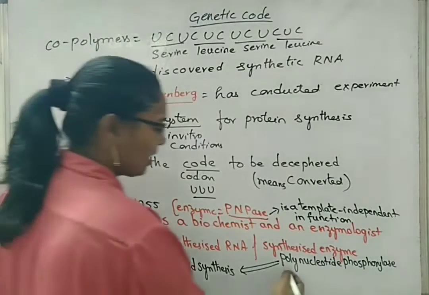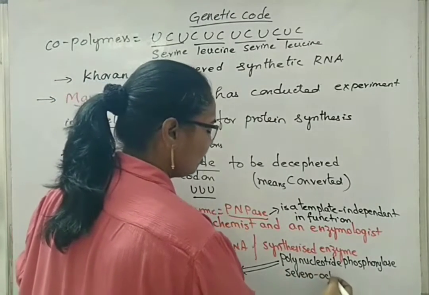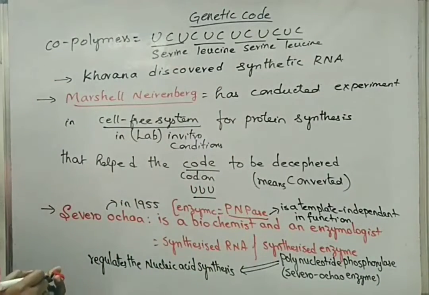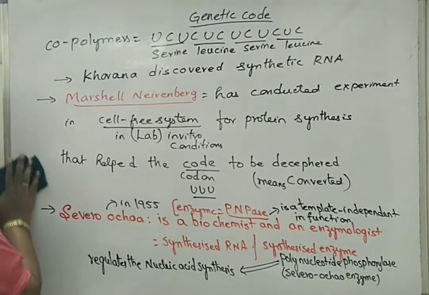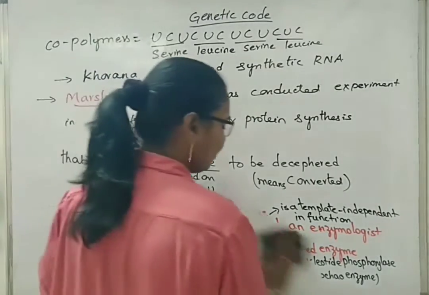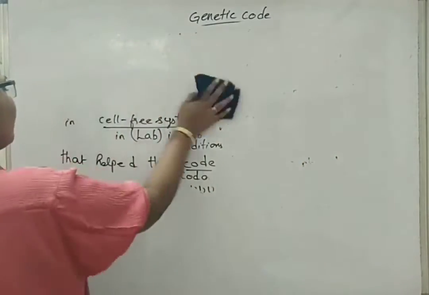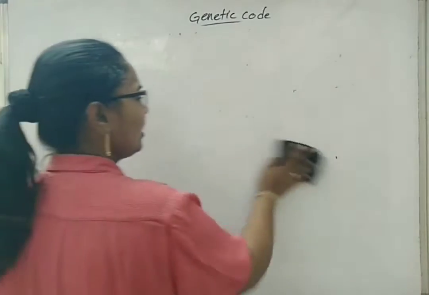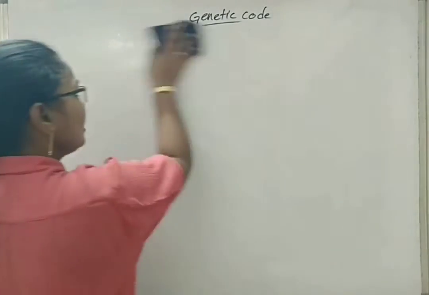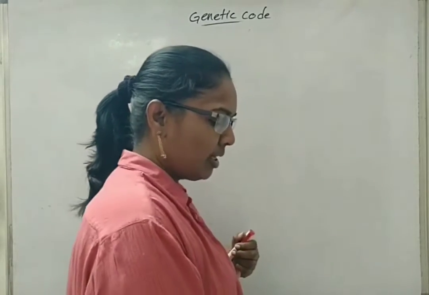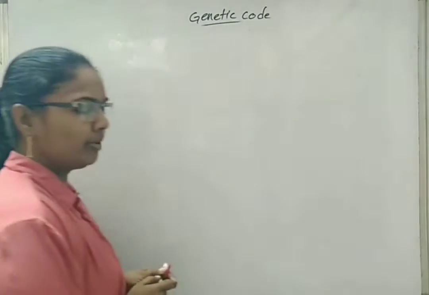I call it the Severo Ochoa enzyme; you can pronounce as you like. So this is about the different propositions given by different scientists. Based on the knowledge of all these, the genetic code was framed. As we have said, genetic code is nothing but a set of rules and regulations, and the correct combinations of nitrogen bases into codons give out different types of amino acids.